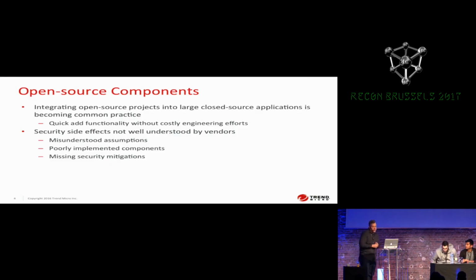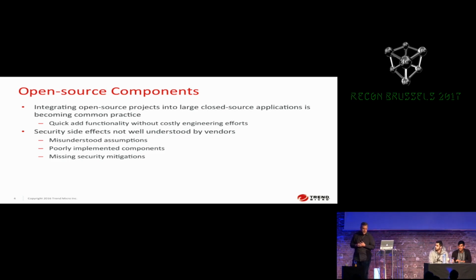So first, as we all know, it's very common now for applications to integrate open source projects into their closed source applications. It's a way for the vendors to quickly add features to the product without having to go through all of that really costly engineering effort. But one of the real problems that we're starting to see inside of the Zero-Day Initiative program is the vendors don't actually understand the security side effects that exist by integrating these products. There's a lot of misunderstood assumptions about how the code works, and as a result, this can interject security weaknesses into the applications that they're shipping to their end users.